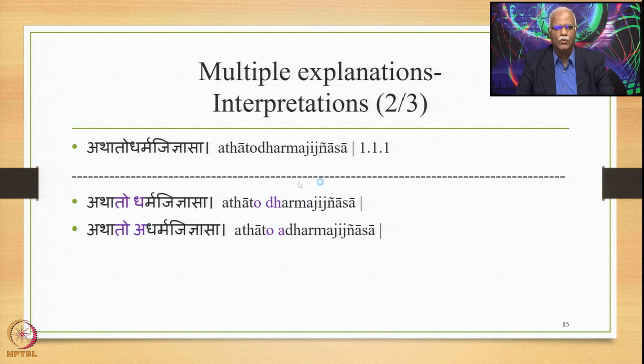Now this to, this o, can be the output, and the inputs could be these two, to and dharma, no sandhi at all, or to plus adharma. So, O plus A is going to be O. This O is coming at the end of the pada. And this A is coming at the beginning of the second pada. So, the output would be O. So, this can be the explanation of Athato Dharma Jidnyasa based on the sandhi splitting.